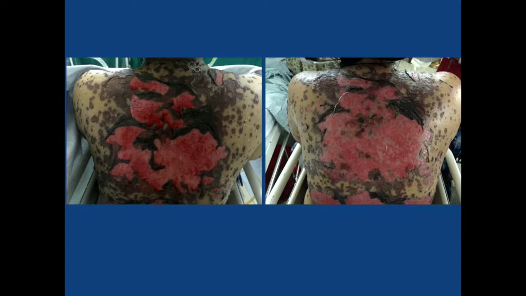This was one of my patients who was recently treated with cyclosporine. This was on day one. As you can see, the patient presented to us late, at least 3 to 4 days old. Even then we started the patient on cyclosporine, and within 3 days there is re-epithelialization and the perilesional erythema has subsided.